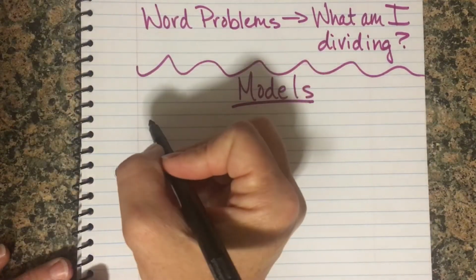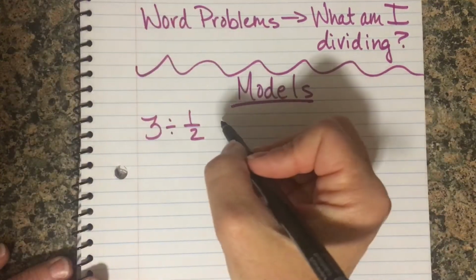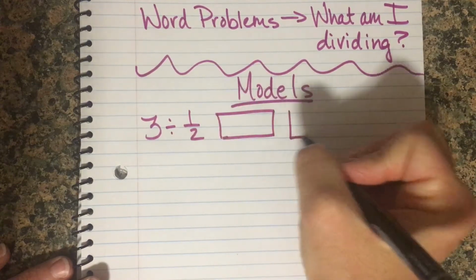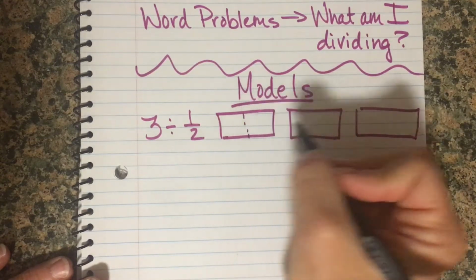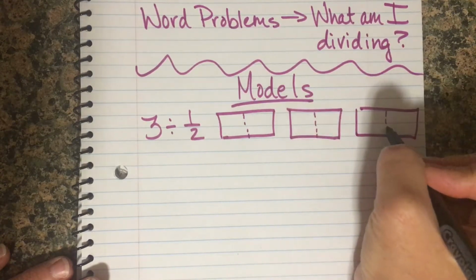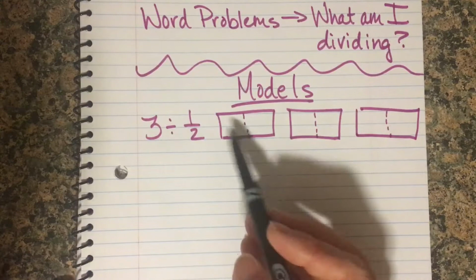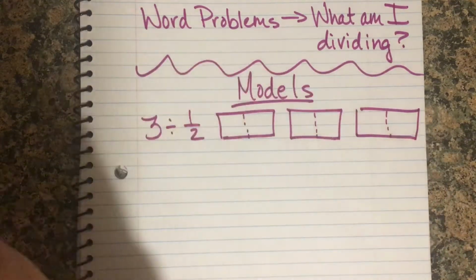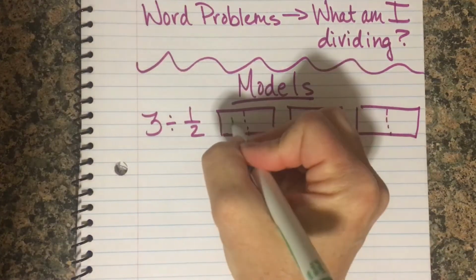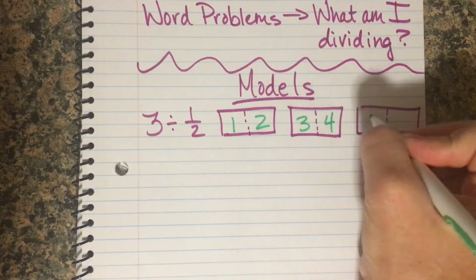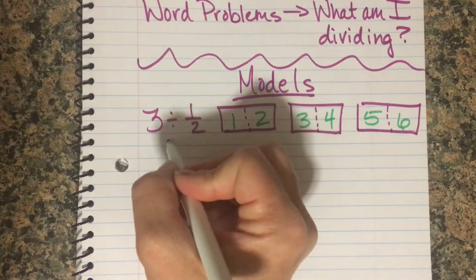So sometimes you're going to have a problem like 3 divided by 1/2. And they're going to show you a picture with 3 rectangles. And you can see here, I've got dashed lines dividing them into 1/2 size pieces. So the answer is always going to be the number of 1/2 size pieces. I have 3 candy bars, I cut them in half, and I create 1, 2, 3, 4, 5, 6 pieces. So the answer to 3 divided by 1/2 is 6.